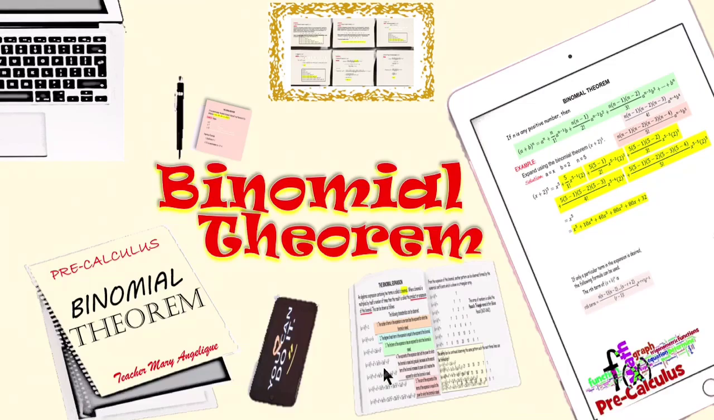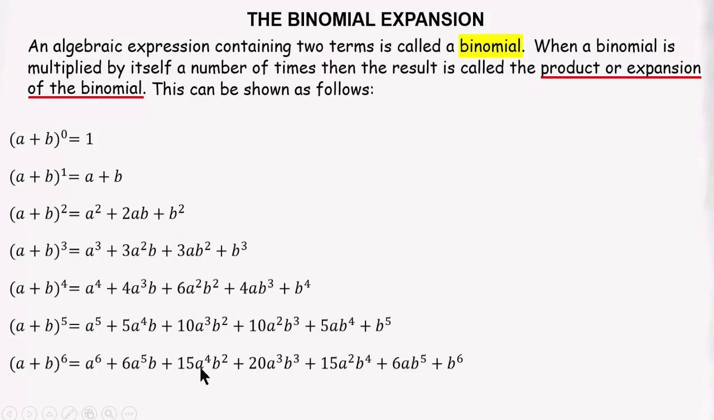An algebraic expression containing two terms is called a binomial. When a binomial is multiplied by itself a number of times, the result is called the product or expansion of the binomial. This can be shown as follows. From this expansion, the following characteristics can be observed.